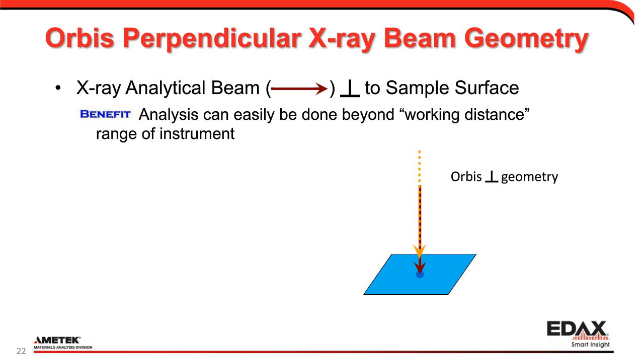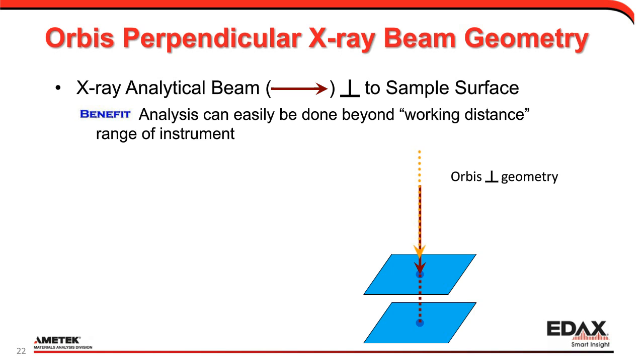Well, let's say that the operator of the system hasn't exactly positioned the sample correctly. Maybe it's a little bit high, maybe it's a little bit low. But it doesn't matter because the camera is still looking at the exact same spot, and the X-ray beam is still hitting the sample in the same position.